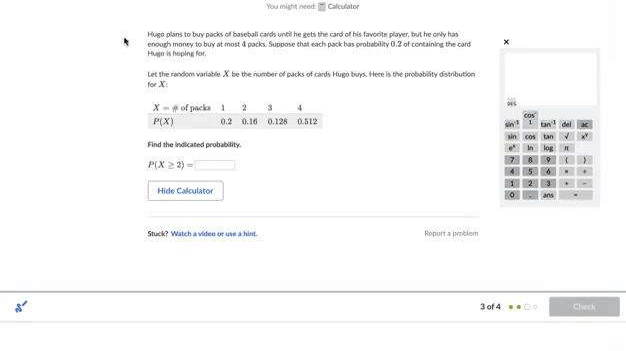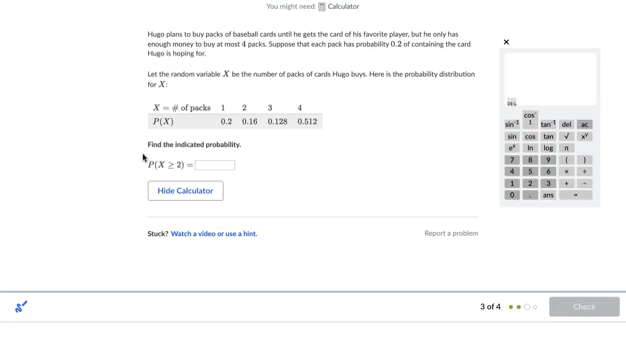Hugo plans to buy packs of baseball cards until he gets the card of his favorite player. But he only has enough money to buy at most 4 packs. Suppose that each pack has probability 0.2 of containing the card Hugo is hoping for. Let the random variable x be the number of packs of cards Hugo buys. Here's the probability distribution for x.